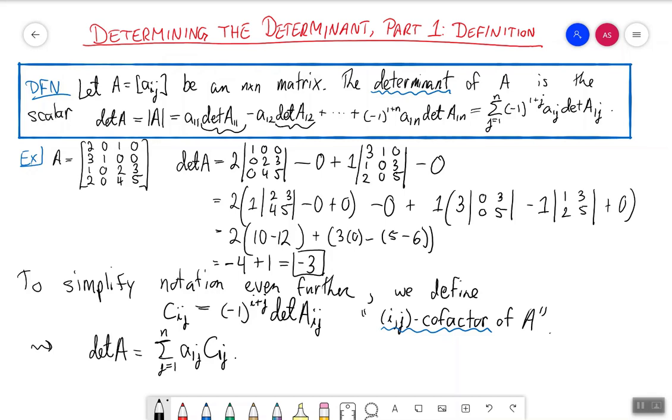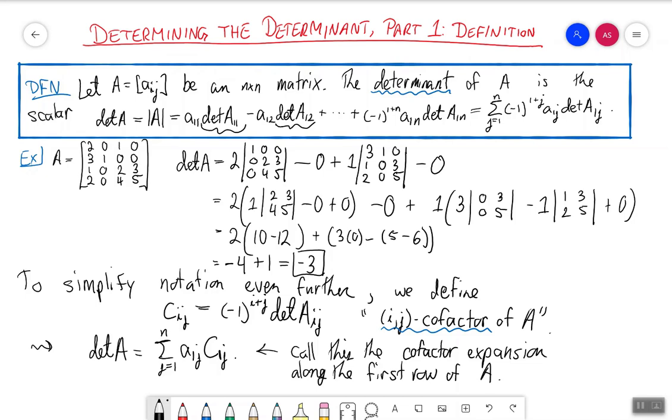In honor of the name cofactor, because people, I guess, liked it so much, they thought they were super clever for naming it cofactor and being very not obvious what it means. We call this a special name. We call this the cofactor expansion along the first row of A.